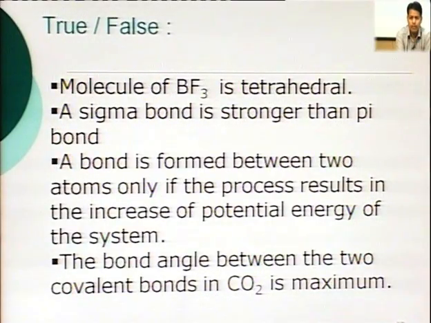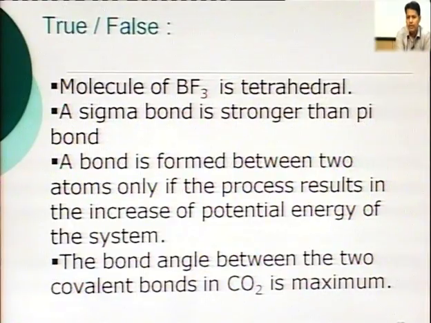A bond is formed between two atoms only if the process results in the increase of potential energy of the system. When a bond is formed, the potential energy of the system decreases. So, this is false. The potential energy of the system should decrease when the bond is formed. A bond is formed only when the potential energy of the system decreases.